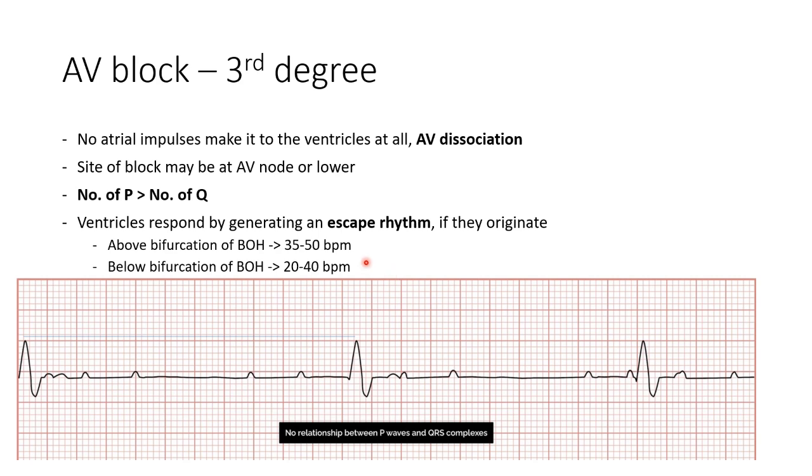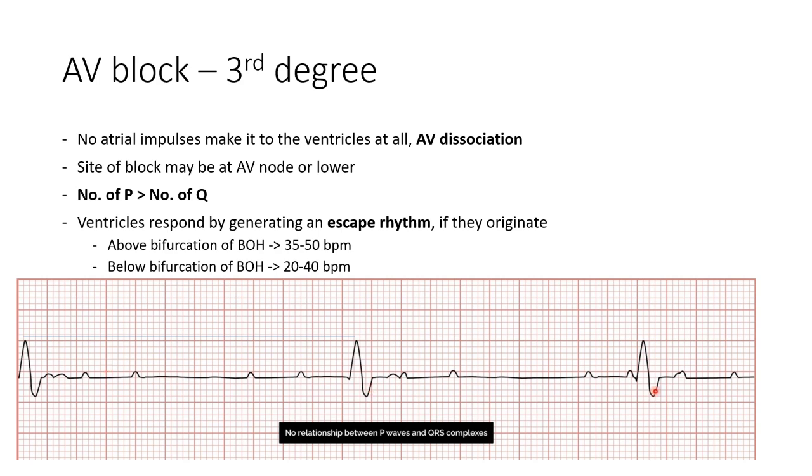If they originate above the bifurcation of the bundle of His, it would be between 35 to 50 beats per minute. And if it's below the bifurcation of the bundle of His, then it's between 20 to 40 beats per minute. If you have a look over here, you see P wave, P wave, P wave, P wave, P wave, and then P wave, P wave. Basically they're running along their own thing. But then the QRS complexes seem to be having a rhythm of their own.